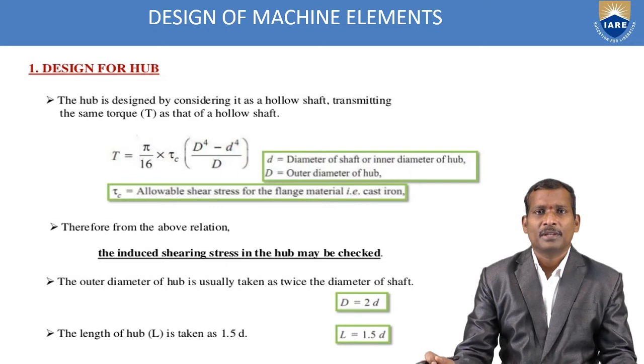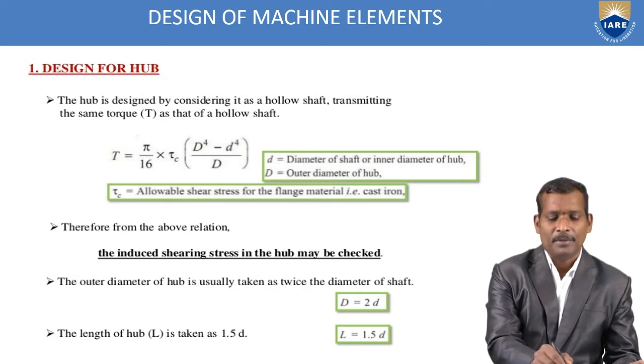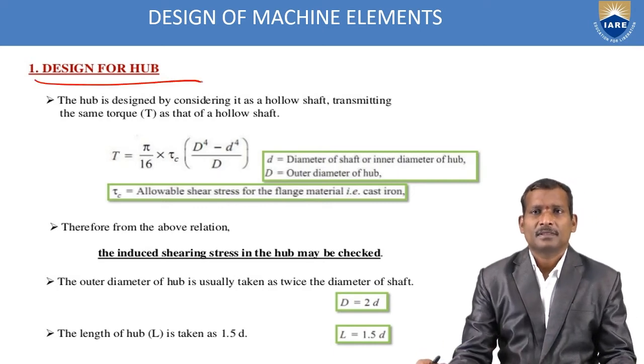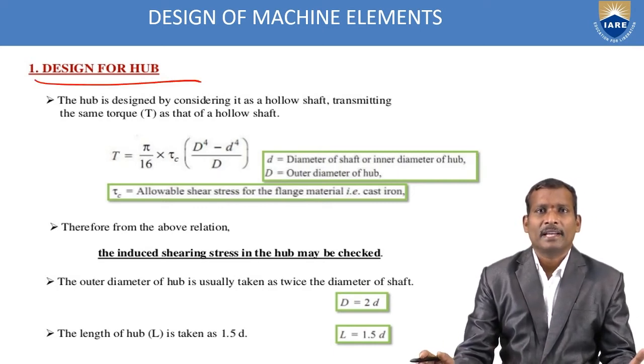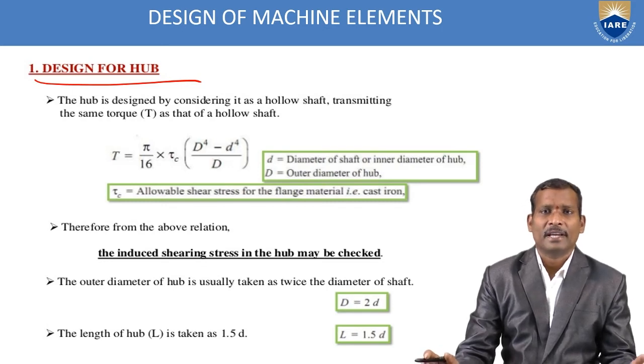Now we will see the design procedure step by step. The first step is the design of the hub: how to calculate the outer diameter of the hub and how to calculate the diameter of the shaft.